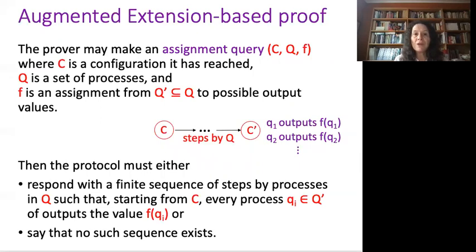An augmented extension-based proof is like an extension-based proof, except that the prover can ask assignment queries instead of output queries. For an assignment query, the prover chooses a configuration C that is reached, a set of processes Q, and an assignment F of output values to a subset Q prime of these processes. The protocol can respond with a finite sequence of steps by processes in Q, such that starting from C, every process Qi in Q prime outputs the value F of Qi. Alternatively, it can say that no such sequence exists.